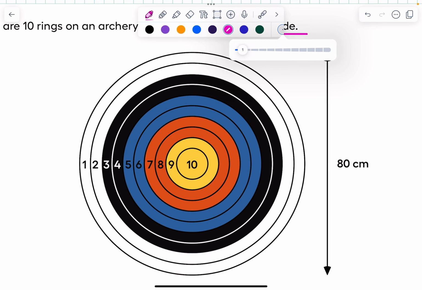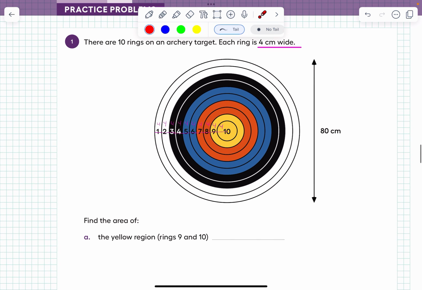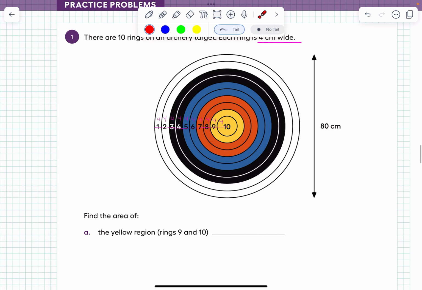With what they even said too, this was very important. They said that each ring is 4 centimeters wide. So that's 4, etc., etc. All of this would be 4 centimeters wide because all of that would add up to 40, you know? So I'm going to put 4 on all of these. And 4 times 10 is 40. And remember that the whole entire thing was 80. Okay? So we need to understand that. As I said, the rings add up to 40.